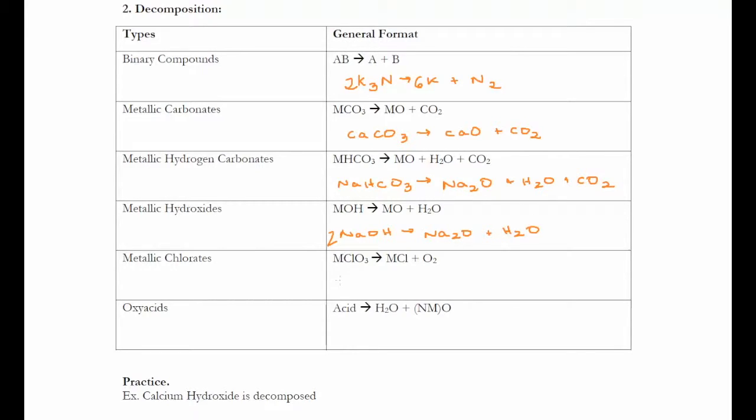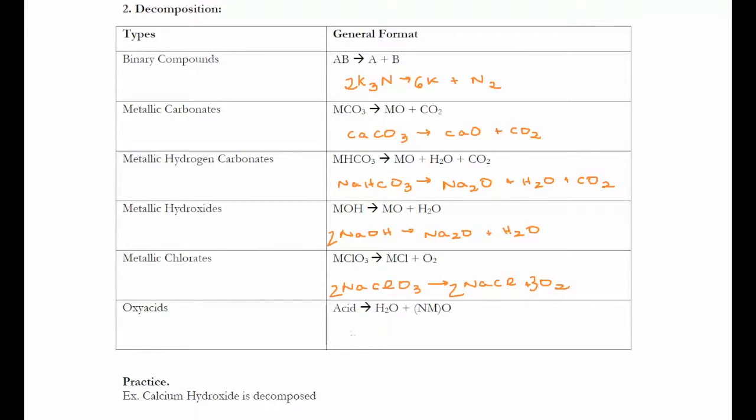For metal chlorate, if you have, for example, NaClO3, that's going to break apart into a metal chloride, so NaCl, and O2. And then all you've got to do is balance it. So a 2 there, a 2 there, and a 3 there.